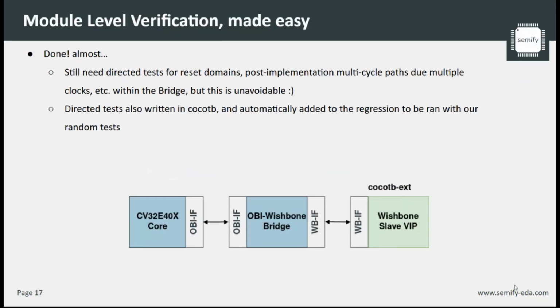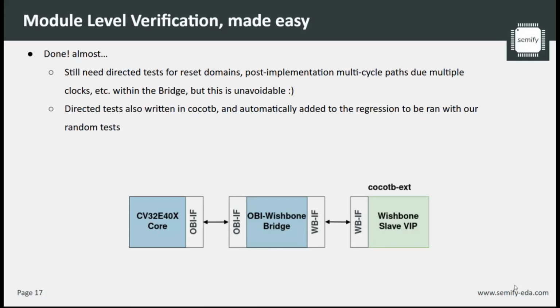Great, so we're done, right? Well, almost. So we ran this random test and we're able to cover a lot of cases, but of course we still need some sort of directed tests for certain edge cases, right? So I don't know if you guys remember, but earlier I showed that this core is actually running on a different clock speed from the rest of the system, so it's running a little bit slower.